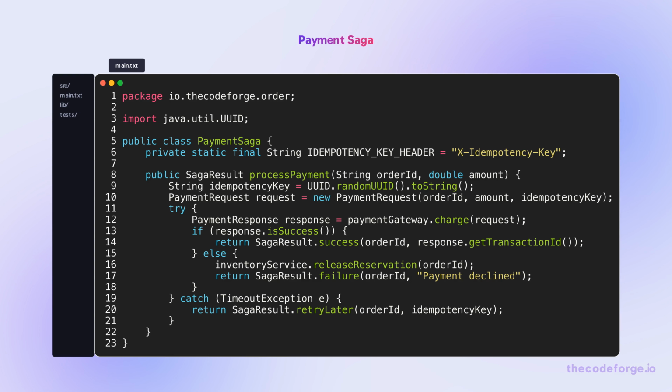This is the payment saga. Every payment mutation must be idempotent. We store the idempotency key before making the external call. If the call times out, we can safely retry with the same key. The gateway returns the original response, preventing duplicate charges.